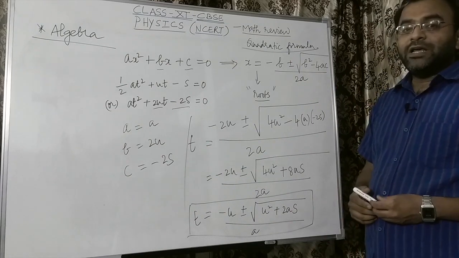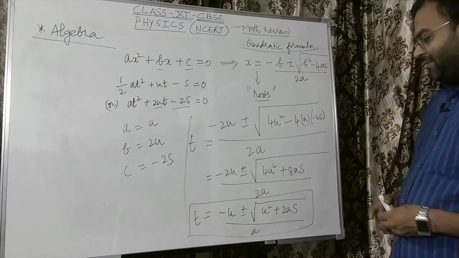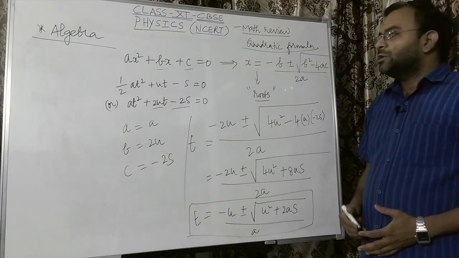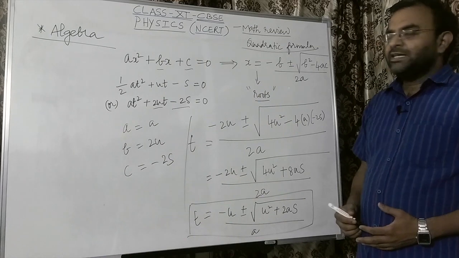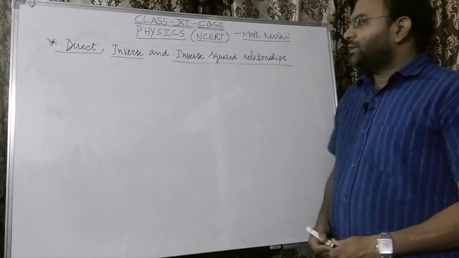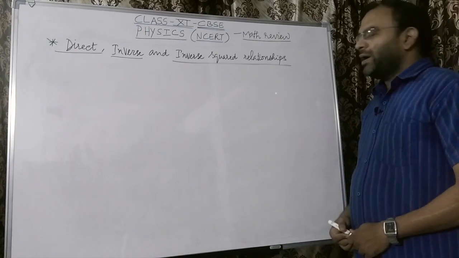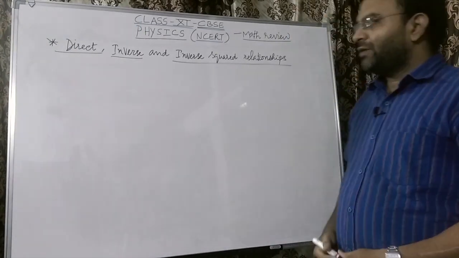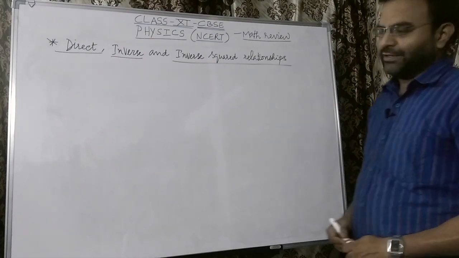So this is one of the equations of motion, and we have solved it for t. This is how algebra comes in very handy to solve some equations in physics that you would encounter. The next topic is direct, inverse and inverse squared relationships. These are some of the relationships that we would very often encounter in studying physics.